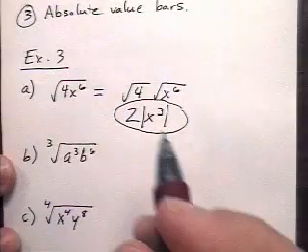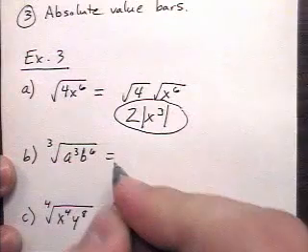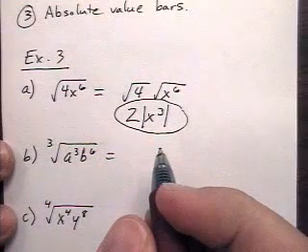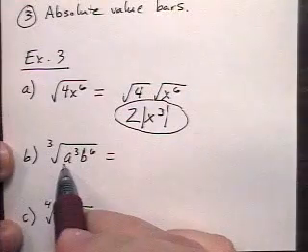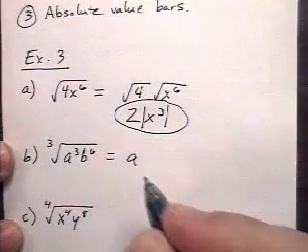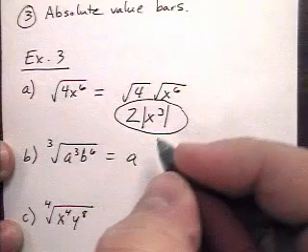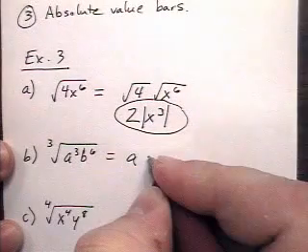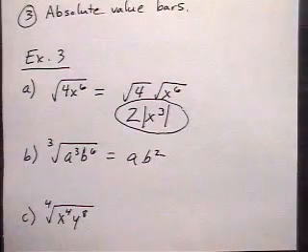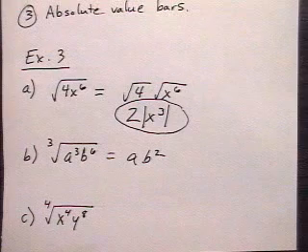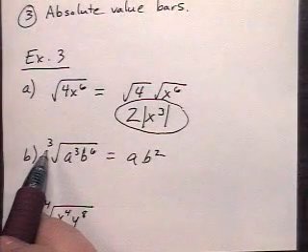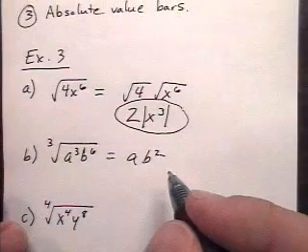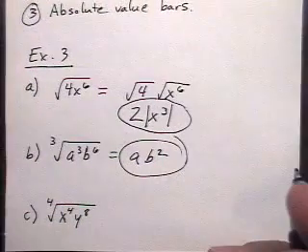Look at that next example. So we have the cube root of a to the 3rd. Well, that's simply a. The cube root of b to the 6th. Well, 3 goes into 6 2 times. Okay. Did we start with an even root? Nope. Therefore, no absolute value bars. We're done.